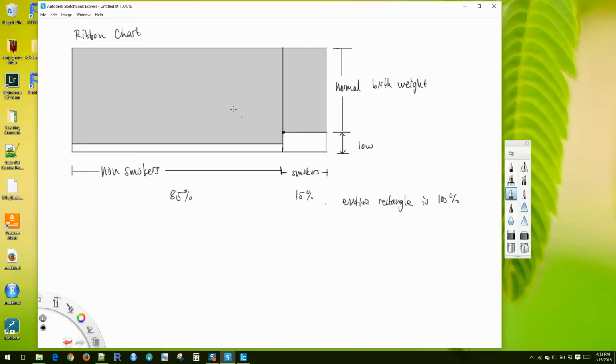Within these non-smokers, we have the normal versus the low. If I were to measure this height over here, this height then becomes the new 100%. I don't know what the numbers are, so I'm just going to make it up. Maybe this is 1/10 of the height, or maybe less, 8%. So for the non-smokers, 8% of the babies were low birth weight. And for the smokers, maybe this is 18%.